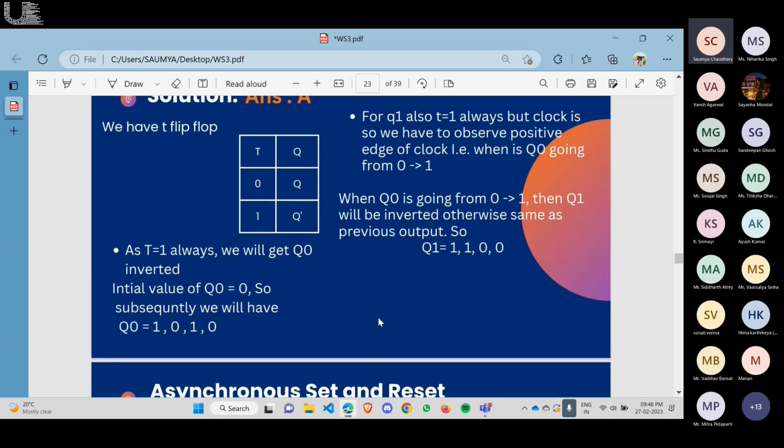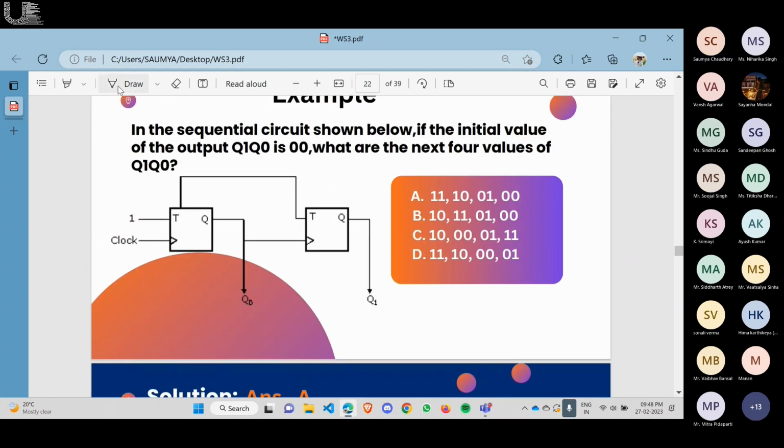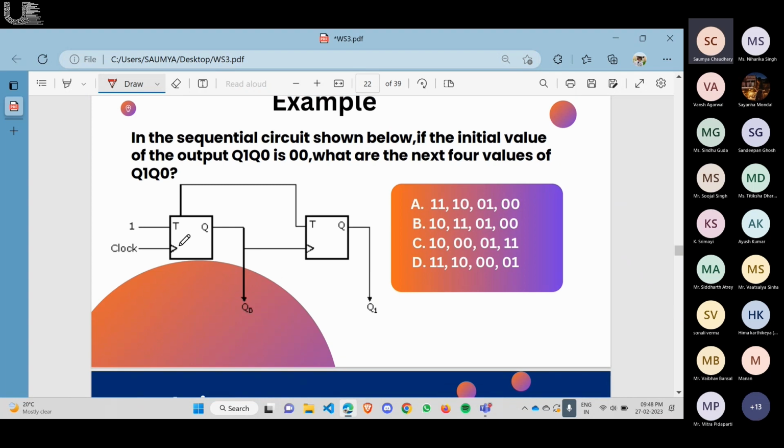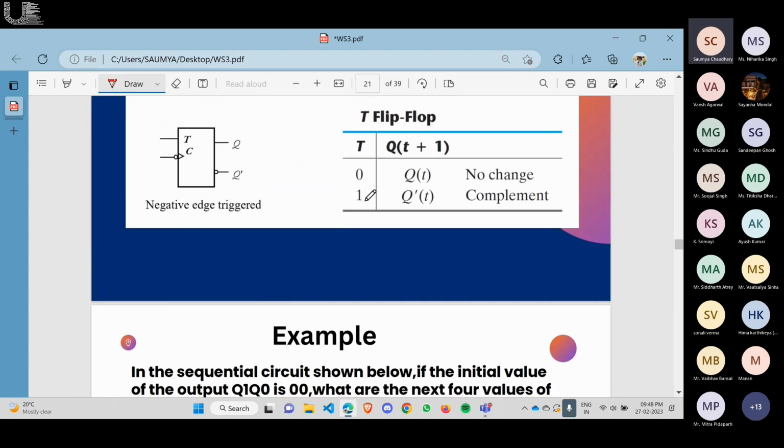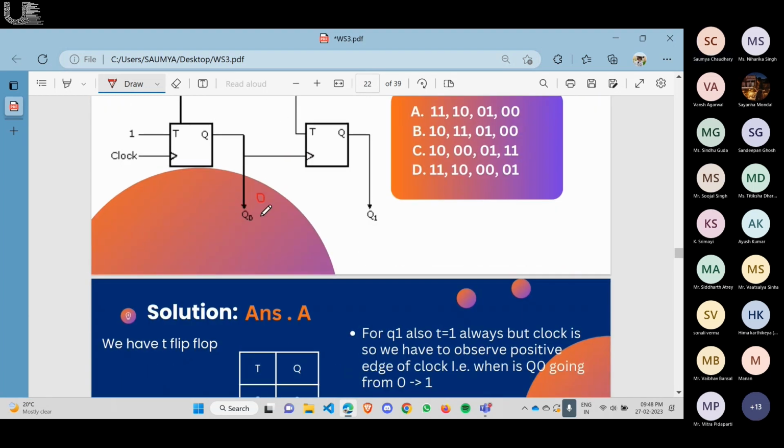So, as we know, T is always 1, and the previous value for Q0 was 0. As T is always 1, when T is 1, the output will invert. So the output will become 1, then 0, then 1. So this is the value of Q0.